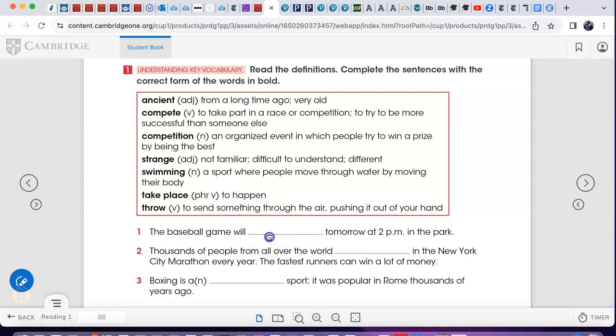Take a look at number two. Thousands of people from all over the world blank in the New York City Marathon every year. The fastest runners can win a lot of money. Here's a clue. We're talking about winning.